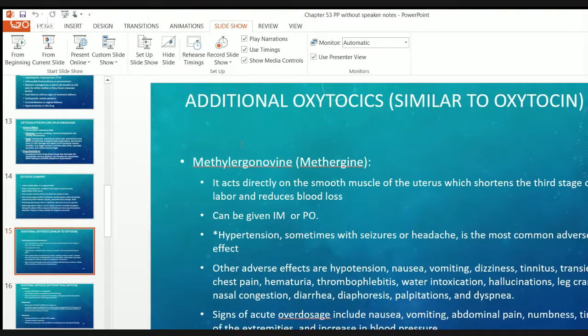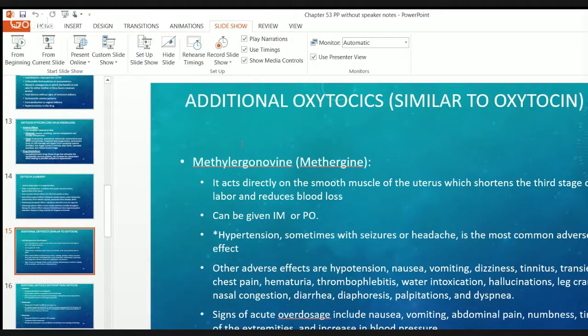Now, moving on from the prototype, there are a couple different medications that are similar to oxytocin, but are not exactly the same. One of these medications is Methergine, and we see it acts directly on the smooth muscle of the uterus, which shortens the third stage of labor and reduces blood loss. A lot of times, Methergine is actually given postpartum to help with postpartum hemorrhage. And you see, this is a medication that can actually be given IM or PO.